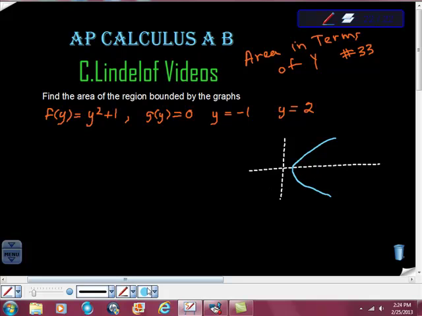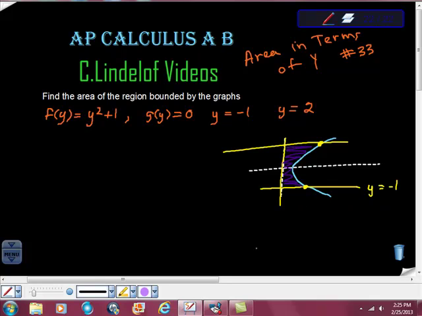We have y equal to negative 1. So that's right there. We have y equal to 2, so maybe y equal to 2 up here, like that. We have this point here and this one here. And we have g of y equals 0. That's here, right? So the area that we're looking for, this is really kind of a weird problem. The area that we're looking for is this area in here.